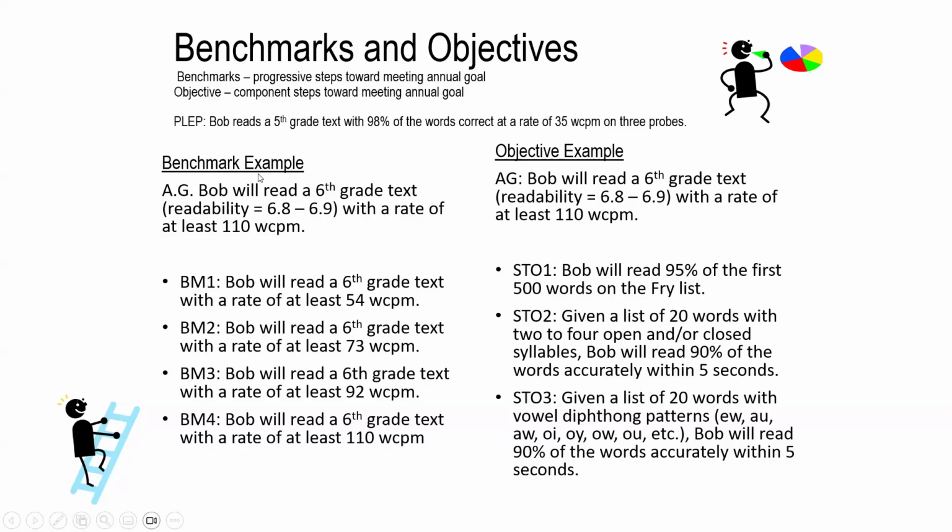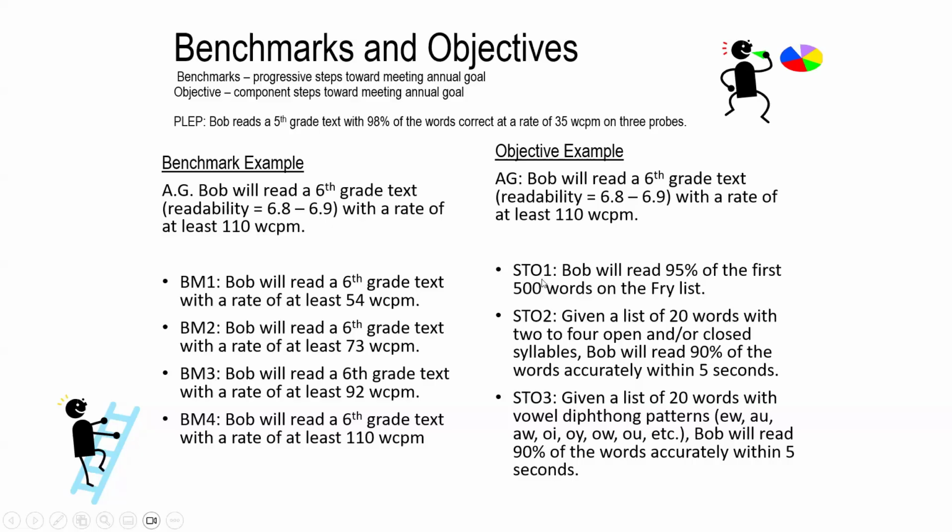Now, Delaware uses the benchmark approach. So we will primarily be using this, but it's important to be aware of this other approach because who knows where your careers will take you in the future. Other states use this approach, which is more like prerequisite skills. So in order for Bob to read at 110 words correct per minute, he better be able to read 95% of the first 500 words on the Fry list. That's like high frequency words.